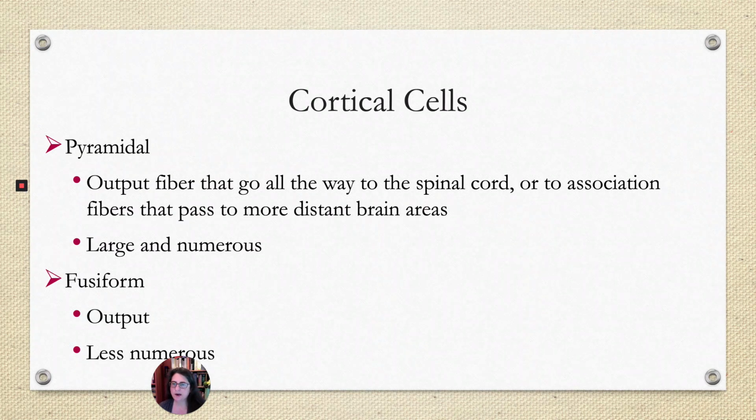Pyramidal cells are output cells, just like the ones we learned about, the pyramidal cells of Betz, for example. And these tend to go all the way to the spinal cord, or to an association area from where it came from, or just at least somewhere distant in the brain from where it originated. They're large and there's lots of them. And then fusiform are also output cells, but they're less numerous.